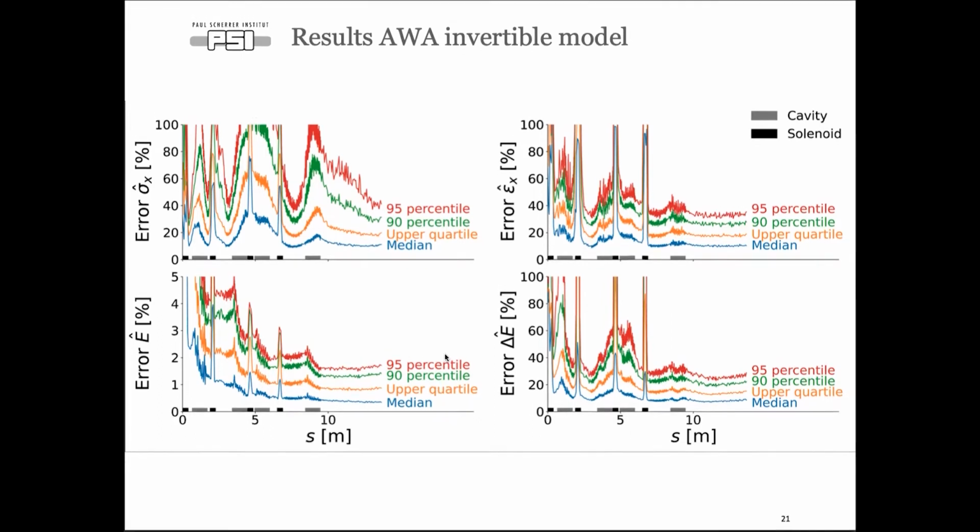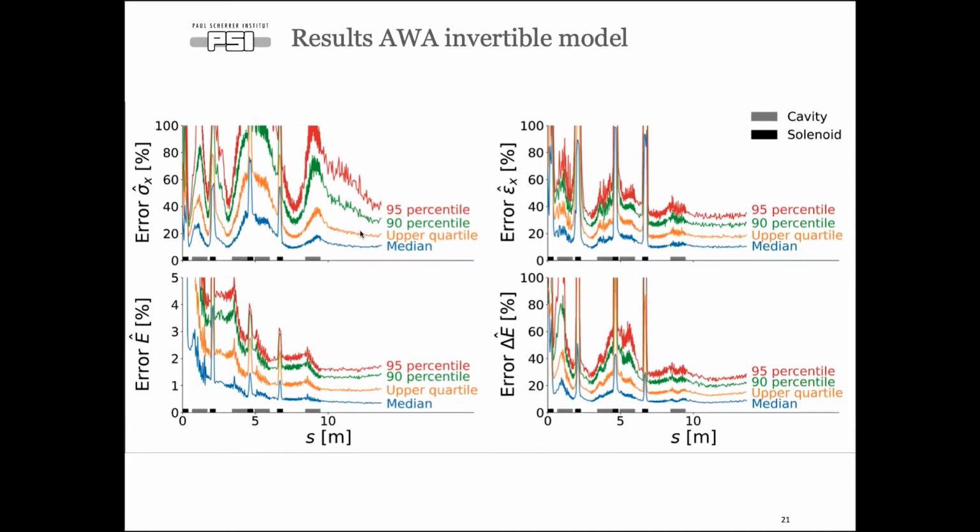But nevertheless, the errors stay below 40% for a 95% confidence. What is noticeable here is that the energy is obtained almost with perfect accuracy, with a relative error of 2% with 95% confidence.